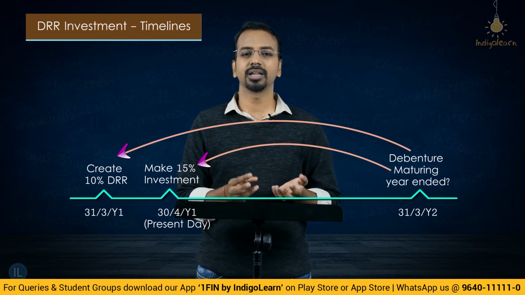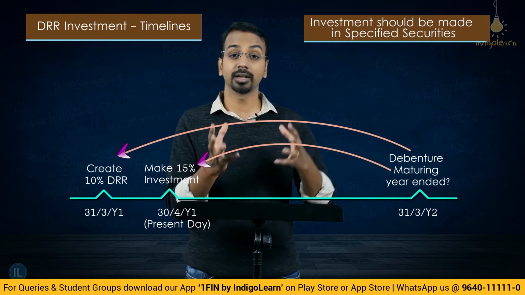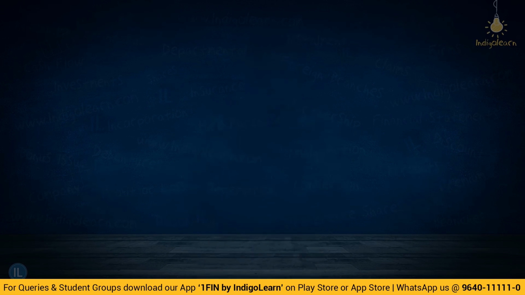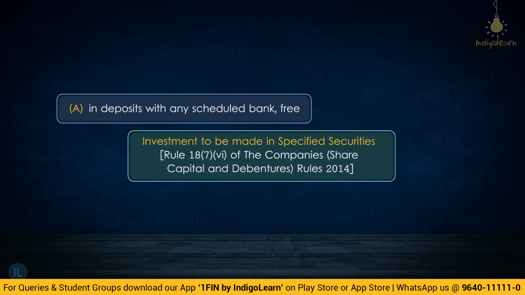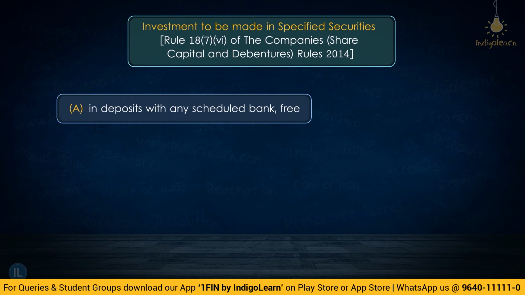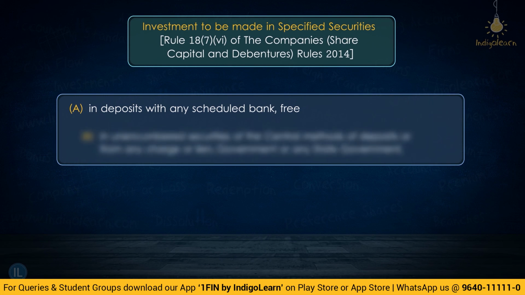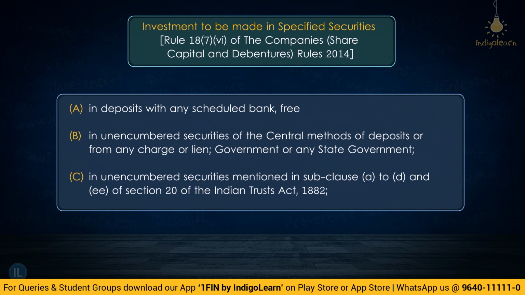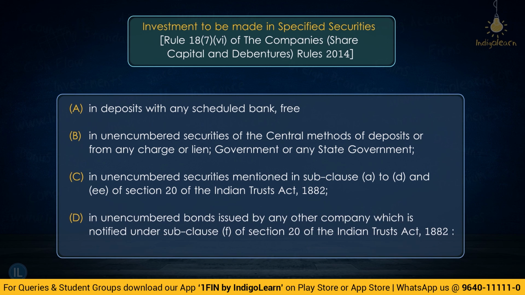Now, what are these specified securities? These are like deposits with a commercial bank, or you may invest in certain government bonds. All of that list is prescribed. We will go through that list now. The investments should be made in deposits with any scheduled bank free from any charge or lien, in unencumbered securities of the central government or of any state government, and unencumbered securities mentioned in clauses A to D and EE of section 20 of the Indian Trusts Act. Again, these are specified securities which are generally issued by the government or state government or by scheduled banks. And lastly, in any unencumbered bonds issued by any other company which is notified under clause F of section 20 of the Indian Trusts Act.